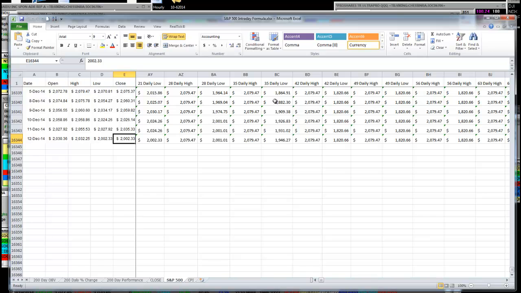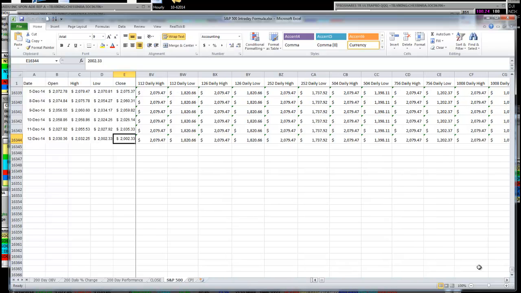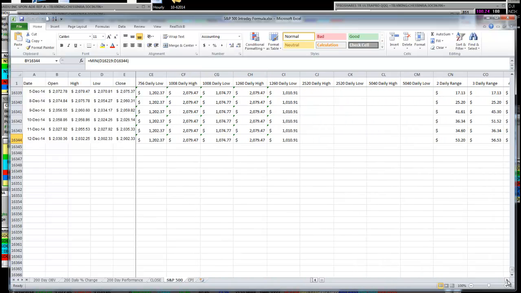And all of these factors of knowing where the prices are do not lie. We go out as far as we need to go out. But we know here the 126 daily low was 1,820 then. And we can find out what it all means. We do not have to even look at a chart. We know how many days. This is 1,260 trading days.